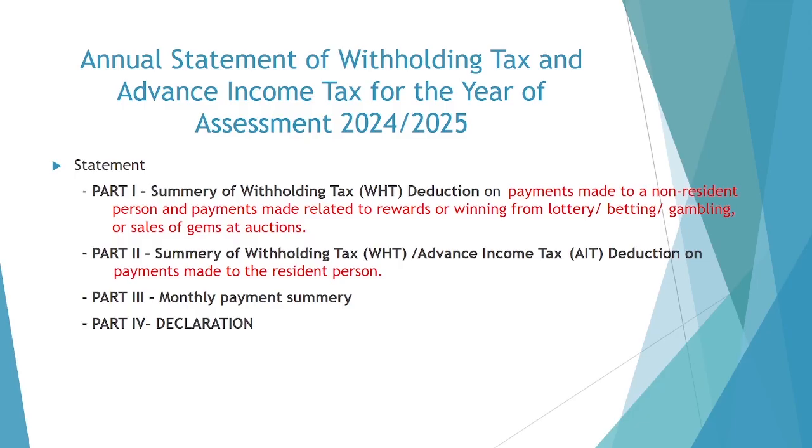Part 2 is the summary of withholding tax or advance income tax deduction on payments made to resident persons. Please make sure you clearly understand that part 1 contains payments made to non-resident persons, and part 2 relates to payments made to resident persons. Don't mix them up. And part 3 contains the monthly payment summary, and the 4th is the declaration.